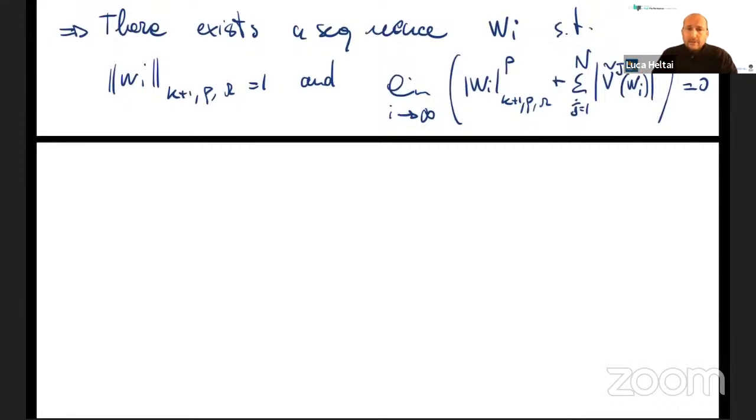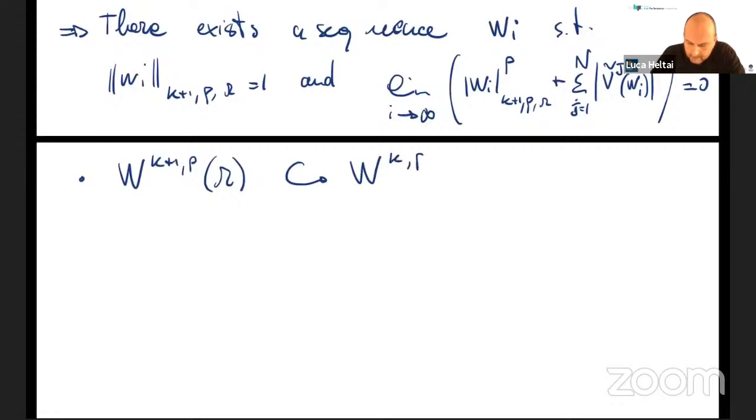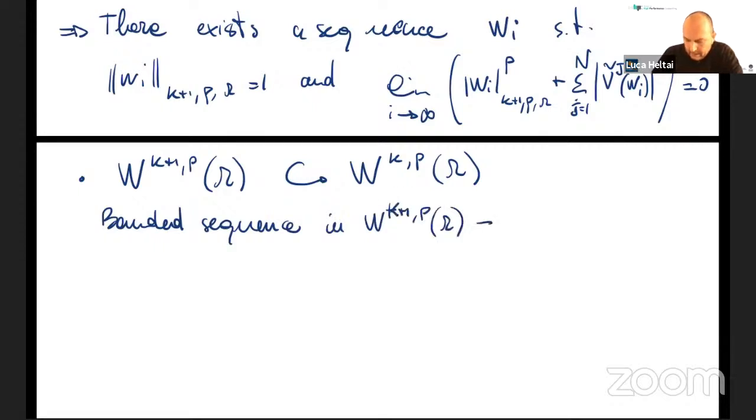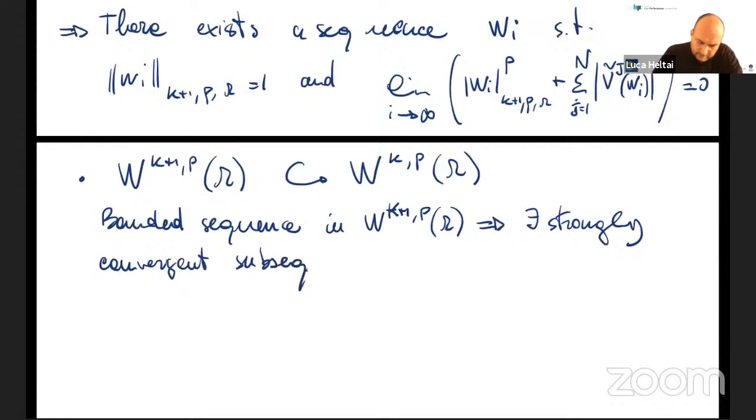Well, the fact that there exists a sequence so that this is equal to zero allows us to say two things. The first thing that we can say is that W^{k+1,p} is continuously embedded in W^{k,p}, which means if I have a bounded sequence in W^{k+1,p}(Ω), then there exists a strongly convergent subsequence in W^{k,p}(Ω).